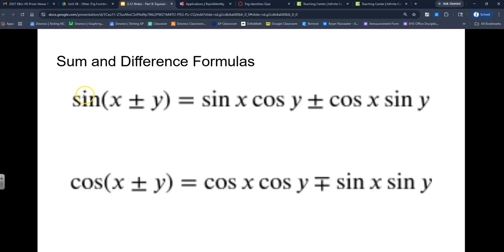So for sum and difference formulas for sine, I can't remember who taught me these. I guess it couldn't have been Miss Martin. It's probably, I don't know. I don't remember who taught me these songs.